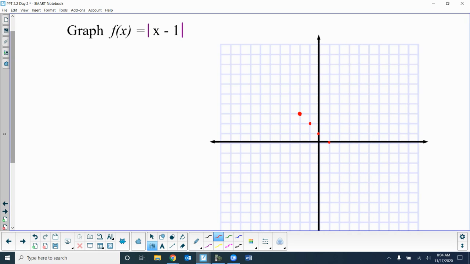No, that wouldn't be right. If I put -2 in here, that's -3, absolute value is 3. -1 minus 1 is -2, absolute value is 2. 0 minus 1 is -1, absolute value is 1. 1 minus 1 would be 0, that's right. And then 2 minus 1 would be 1. 3 minus 1 would be 2. 4 minus 1 would be 3. So there's our V. Okay.